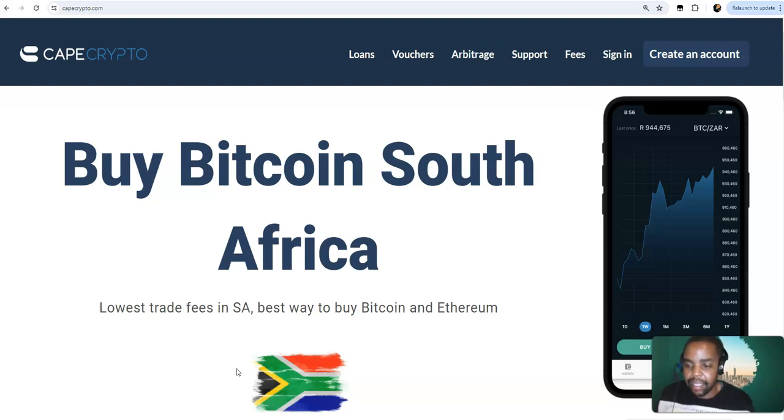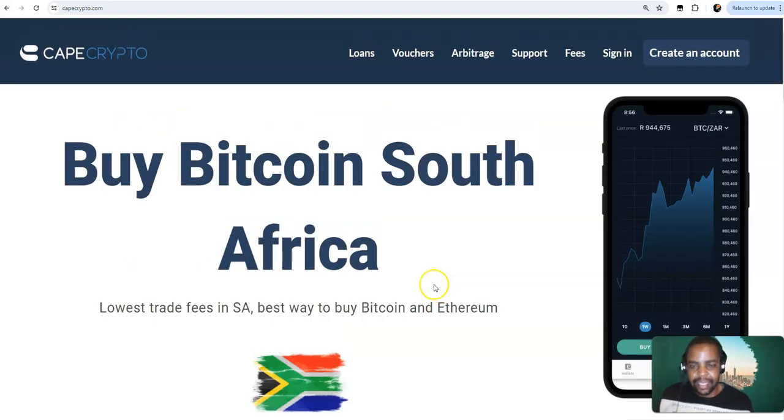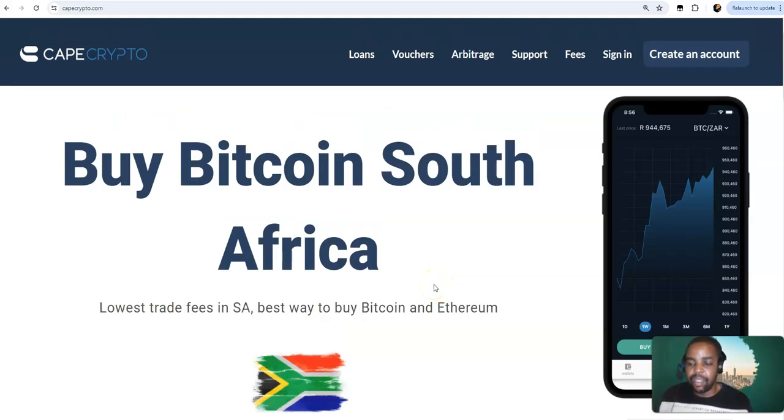I've never heard of such ambitions amongst a businessman where he doesn't want to grow outside the basis of their own nation. But this exchange is simply dedicated for South Africans. Buy Bitcoin, South Africa, lowest trade fees in SA, best way to buy Bitcoin and Ethereum. This exchange is pretty fresh, still new. I don't think it's older than 2020. I think it was brought about 2020, 2022, around about that.